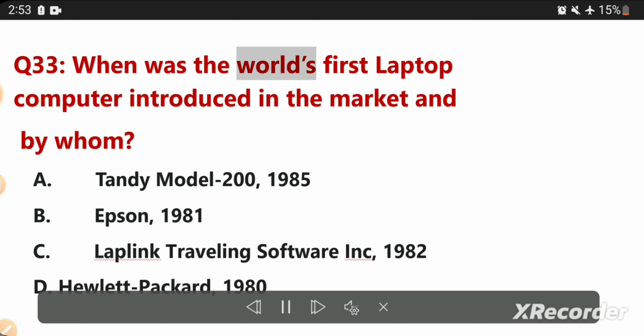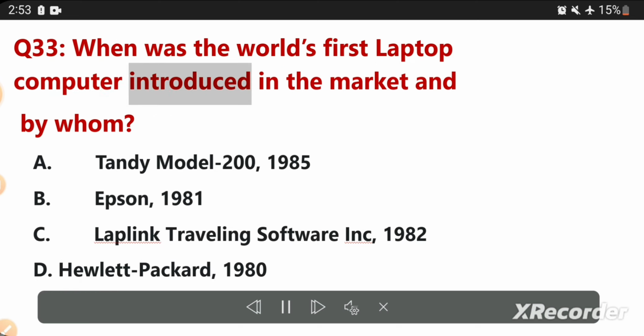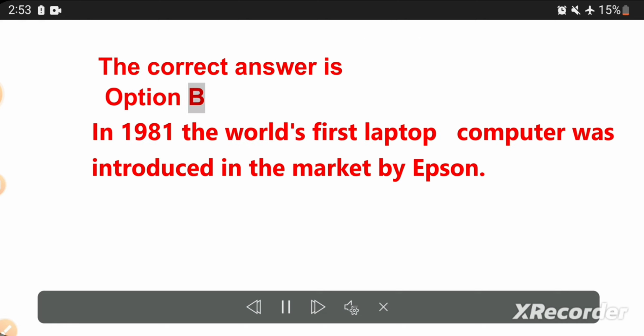Q33. When was the world's first laptop computer introduced in the market and by whom? Tandy Model 200, 1985. Epson, 1981. Laplink Traveling Software Inc., 1982. Hewlett-Packard, 1980. The correct answer is option B. In 1981, the world's first laptop computer was introduced in the market by Epson.